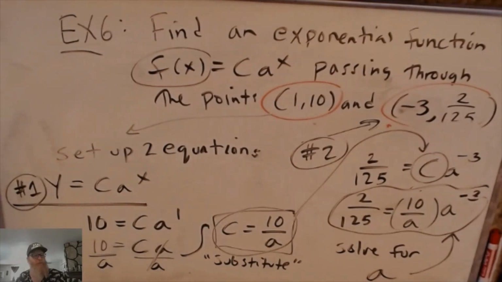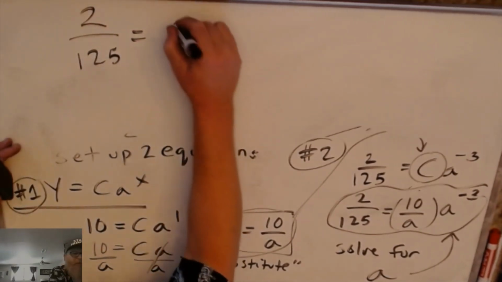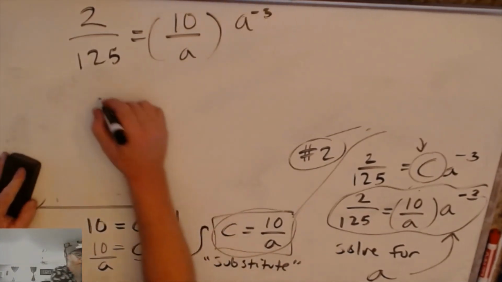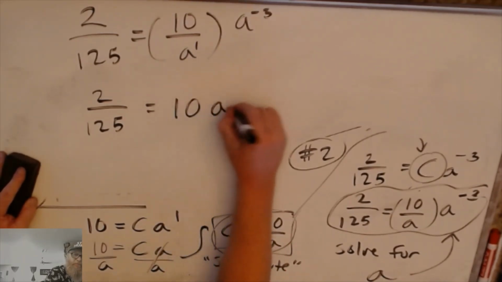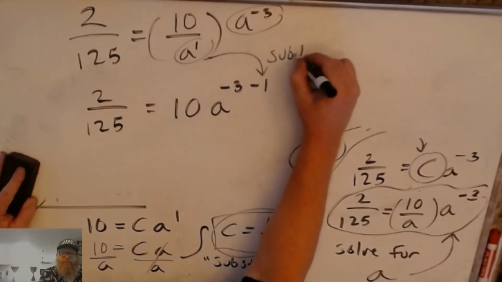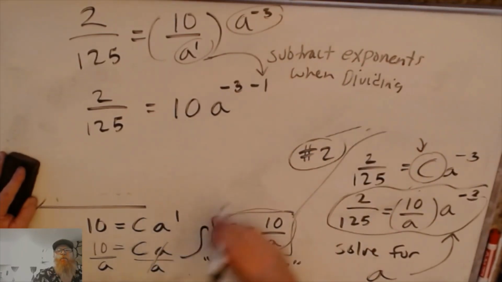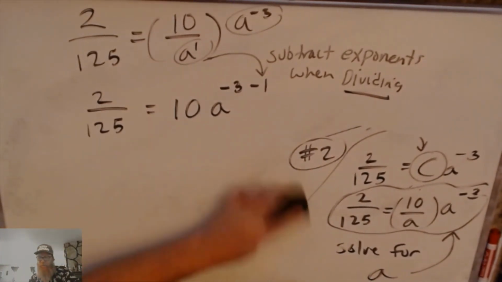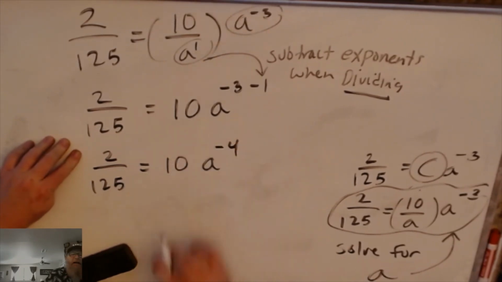I've run out of room here, so I'm going to have to come back up to the top. So I've got 2 over 125 equals 10 over A times A to the negative 3. Remember, if you don't see a power, that power means 1. You are dividing. You subtract exponents when you're dividing. Why are we dividing? Well, look, the A is in the denominator, so denominator means dividing. I hope the reason is clear. So now you have 2 over 125 equals 10A to the negative 4.